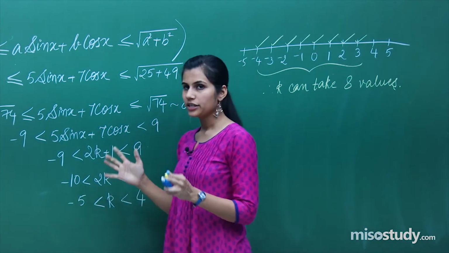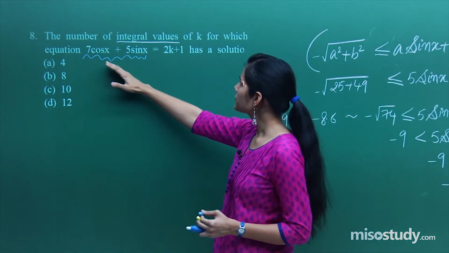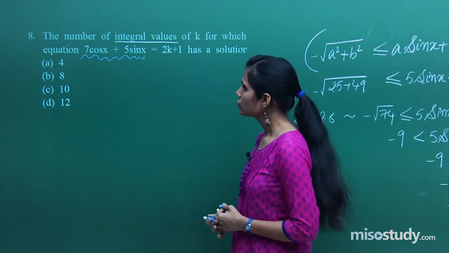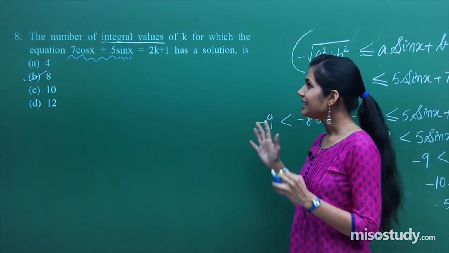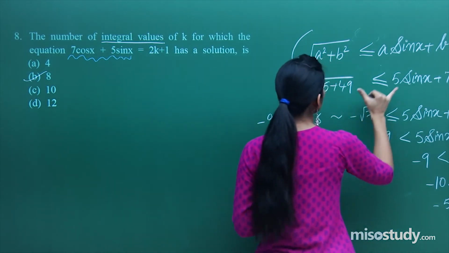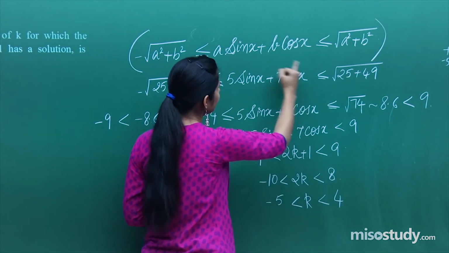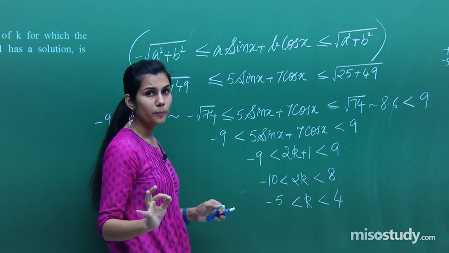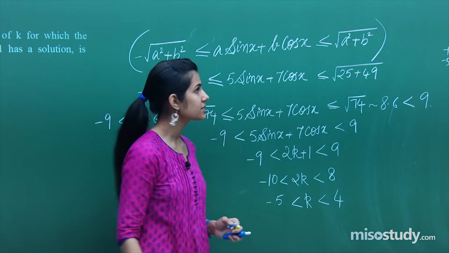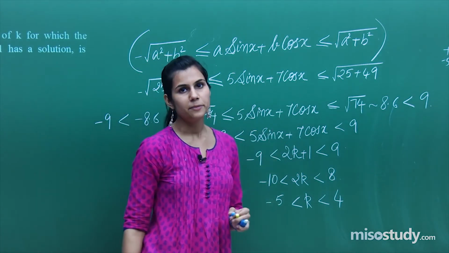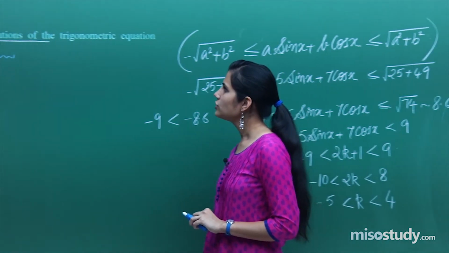So, there are 8 possible integral values of k, for which 7 cos x plus 5 sin x equals 2k plus 1. So, the answer is 8. Understood? That's how this easy question was dealt with, just by the usage of this particular concept, because the moment I saw this 5 sin x plus 7 cos x, the first thing which popped inside my brain was it is resembling this general form a sin x plus b cos x, about which I knew the maximum and minimum output. Okay? Let's go and see what happens to be the next question.